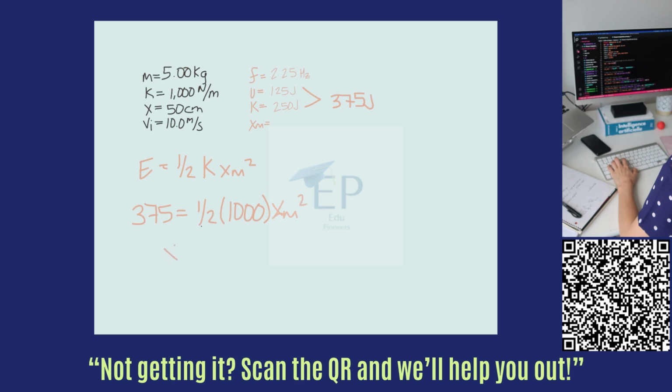Or we could say that our amplitude equals the square root of 375 divided by 500, which gives us an amplitude of 0.866 meters, or 86.6 centimeters.